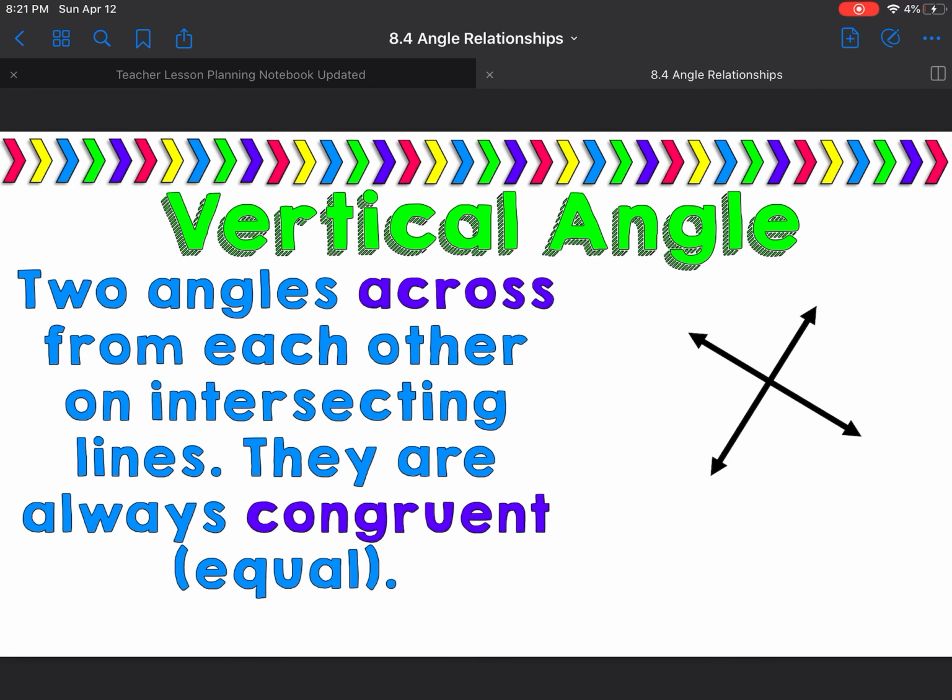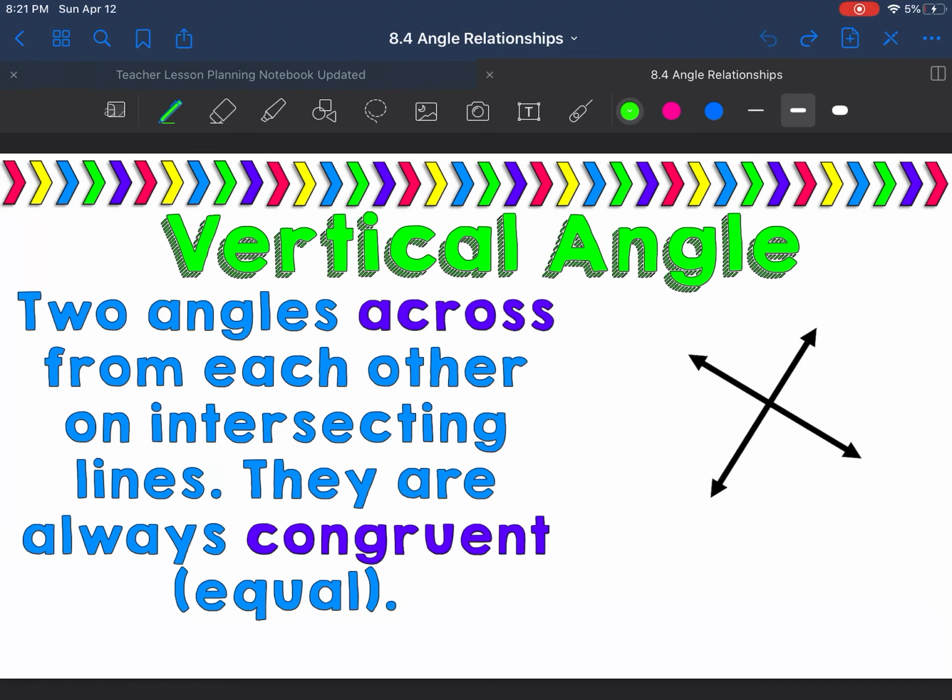Up first, we're going to talk about vertical angles. So what are vertical angles? They are two angles across from each other on intersecting lines. They are always congruent, which means equal. Right here, I have two intersecting lines. They're perpendicular because they intersect. So that tells me that this angle that I'm going to highlight in green right here is the same or equal to this. For instance, if this angle was 3, then this angle would also be 3. That would be degrees, but that would be really small.